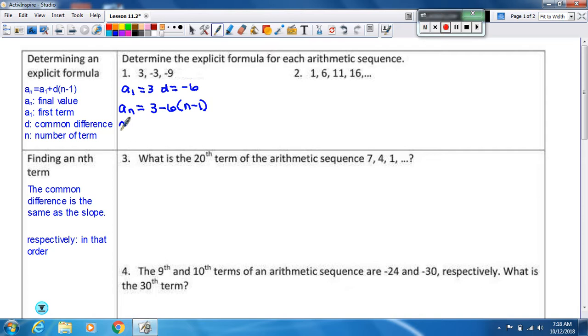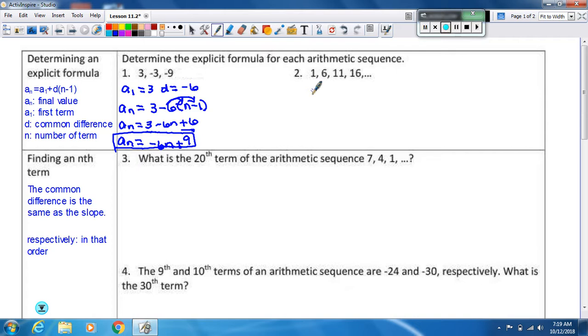Now we simplify by using the distributive property. So we have to distribute the negative 6. Negative 6 times n is negative 6n, and negative 6 times negative 1 is a positive 6. Now we're going to combine like terms, because 3 plus 6, we can put that together. So I've got a negative 6n, and then 3 plus 6 is a positive 9. And that is the explicit formula.